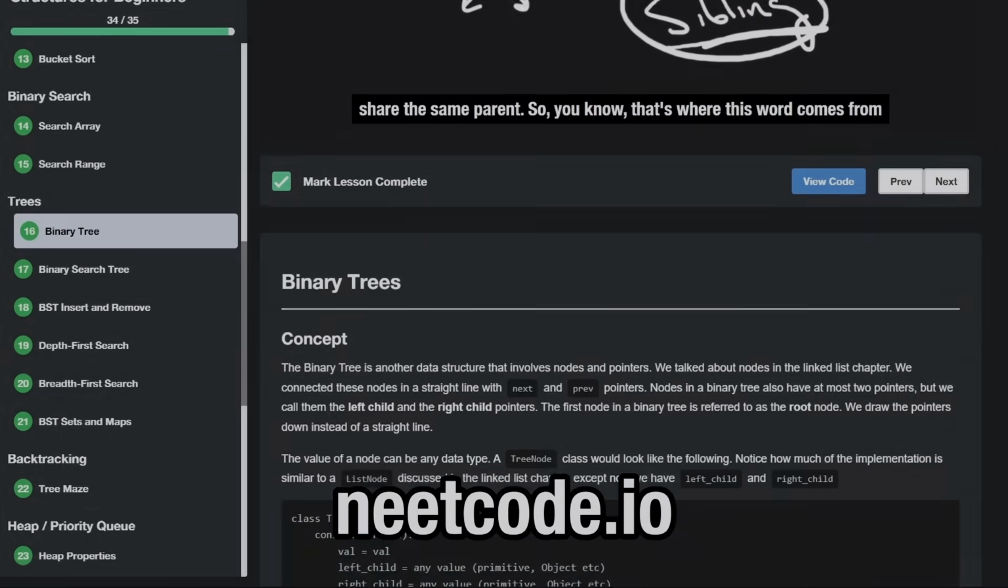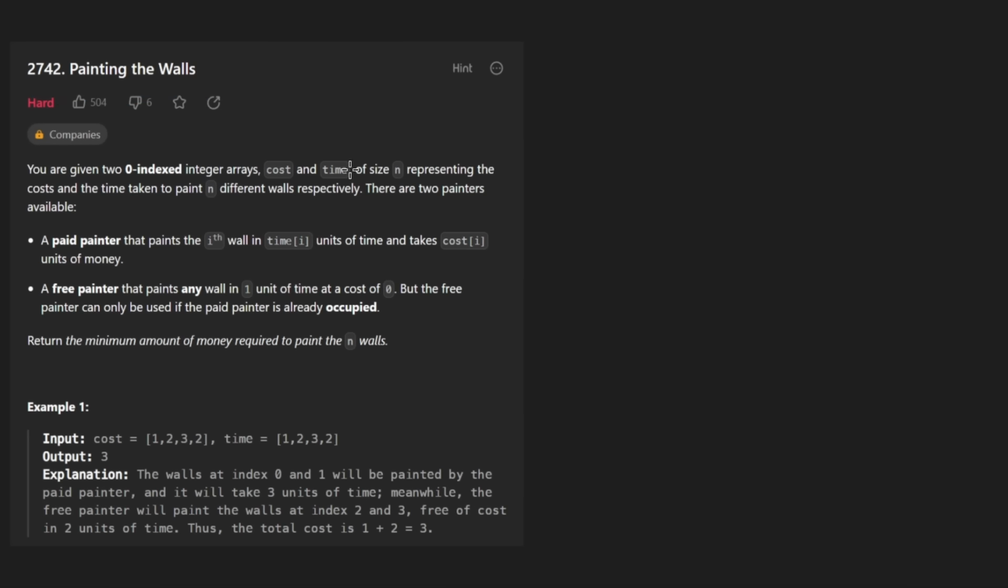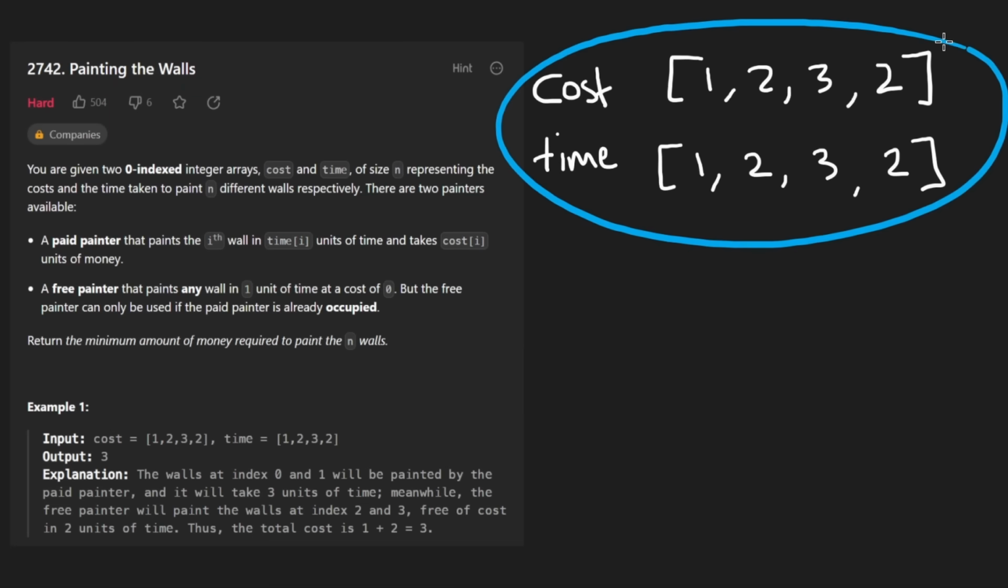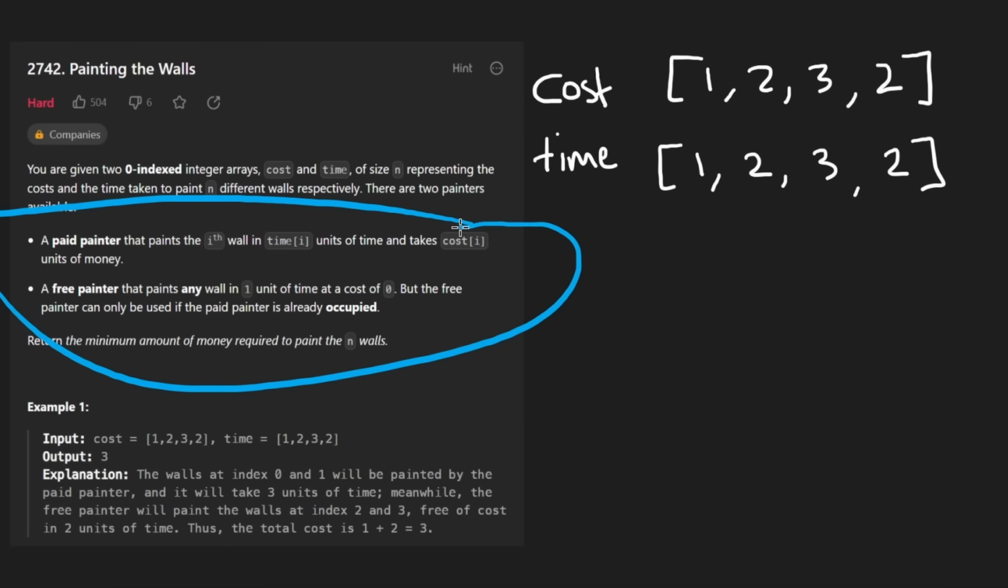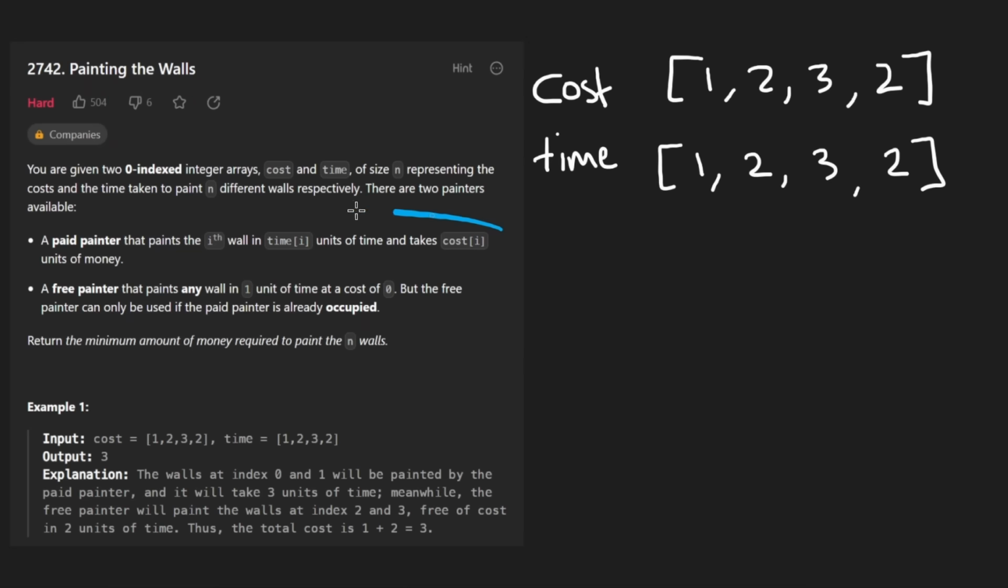So today let's solve the problem, painting the walls. We're given two arrays, cost and time. They're both going to be the same size in this case, n. So I'll blow them up here. And we're also given a story, and with hard problems, it's all about how you interpret the story.